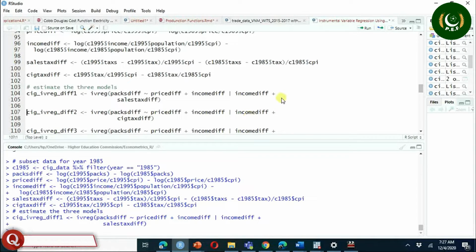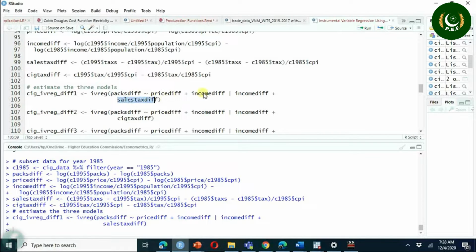So this is your first stage, where you have price of the cigarette, income, and instrument is sales tax. So why are we using, after this line, these two? These two are, this is your W, this is your instrument. So we are regressing this one, and these are your exogenous regressors. Basically income is your exogenous regressor W and sales tax is the instrument. You see, this is your X, endogenous regressor, this is your W, and this is your instrument.